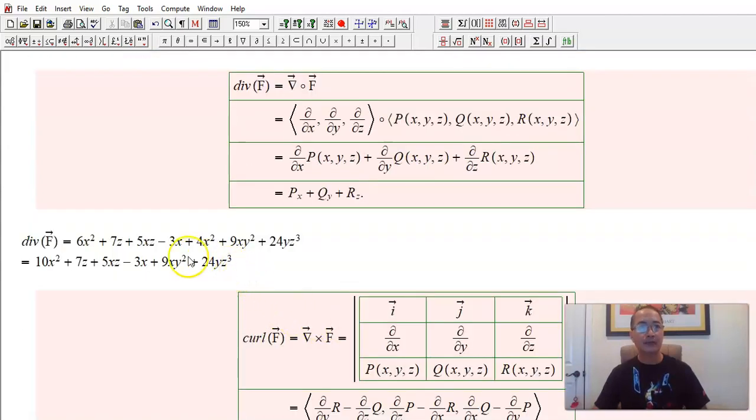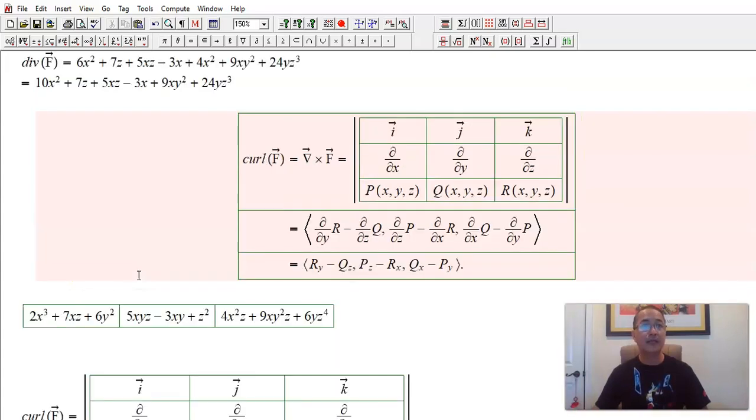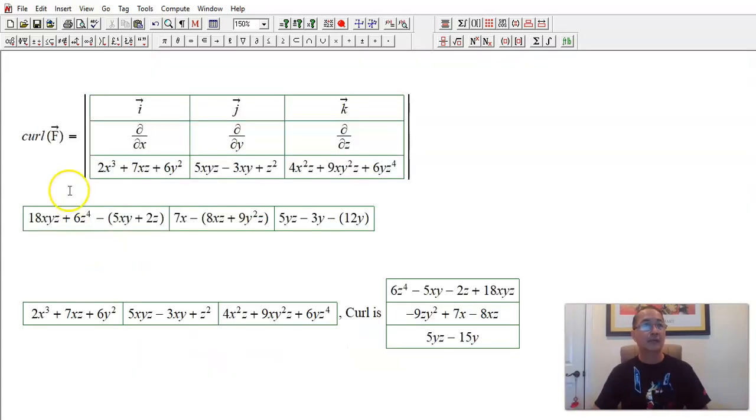Just to recap, divergence is a scalar function. It's not a vector, it's a scalar, it's a dot product. But the curl is a vector field.